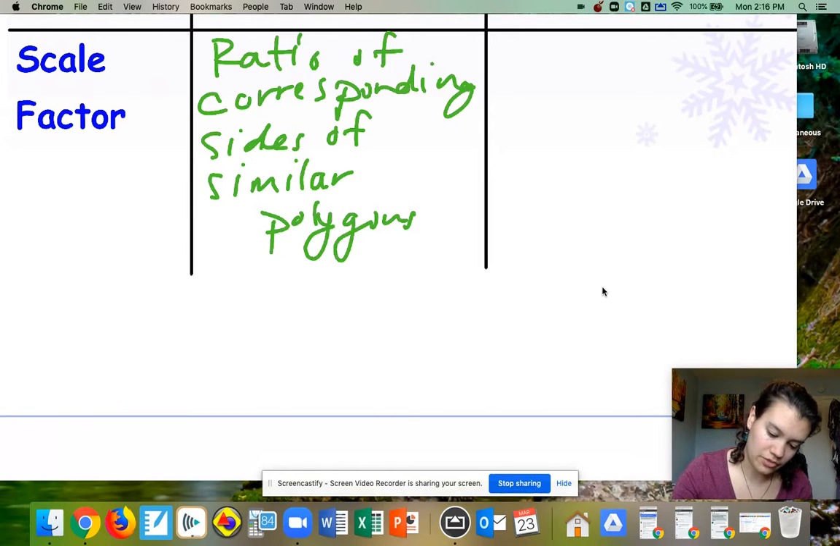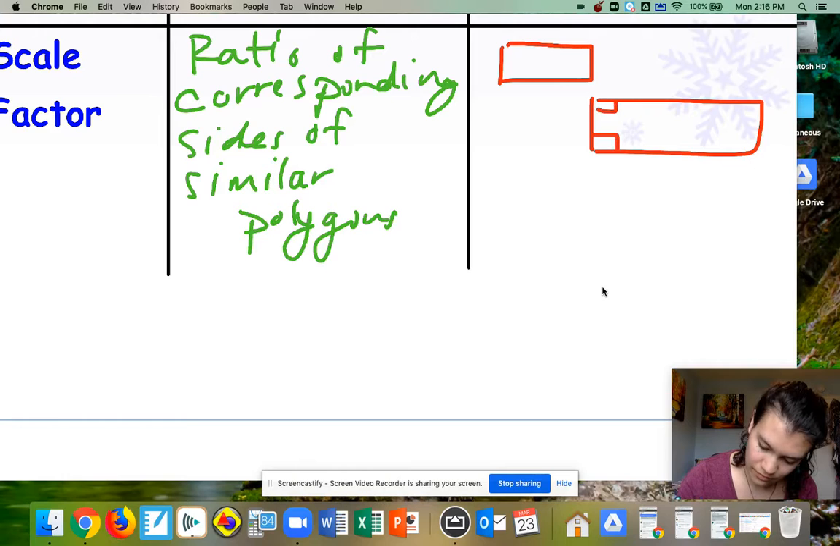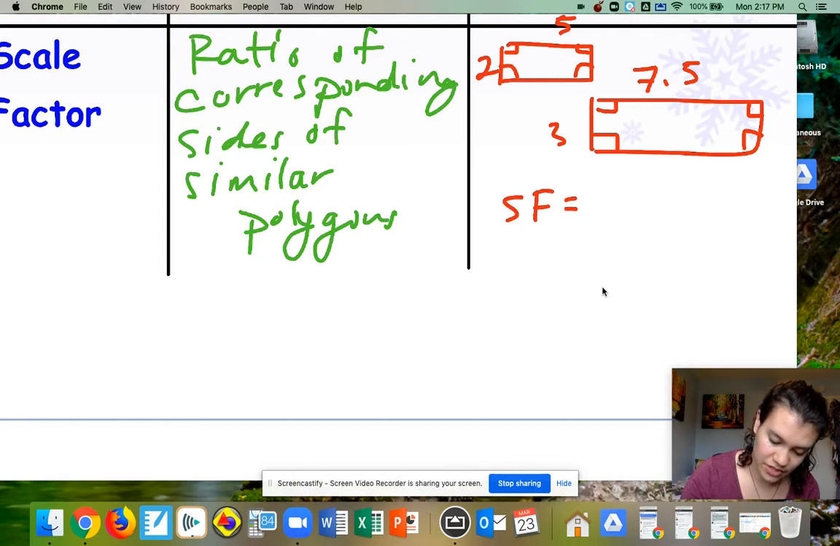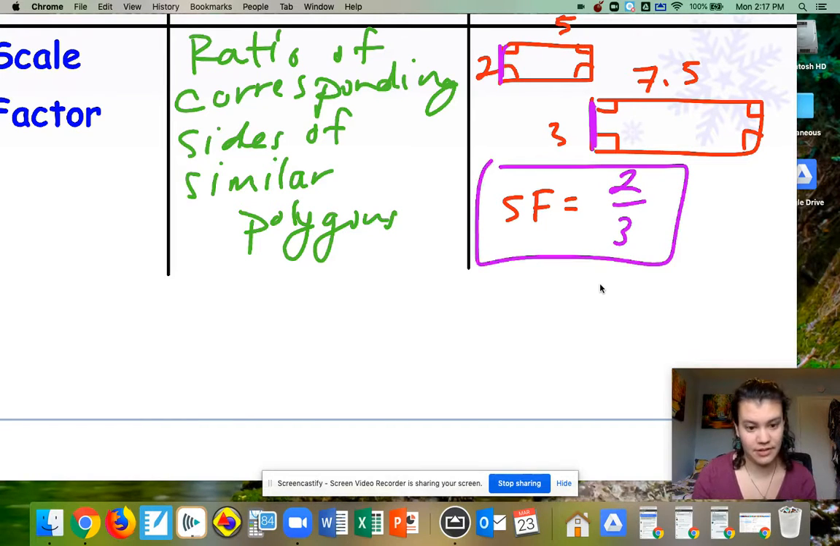So if we draw two rectangles over for the example, for 90-degree angles, so all of our angles are the same. Say this side is 2 and this one is 5. This is 3 and this is 7.5. So your scale factor is going to be the ratio of the two sides. So if I take this 2 and this 3, I can write down the scale factor is 2 over 3. And you can also type it in and get a decimal, but you don't have to. So that would be the scale factor.